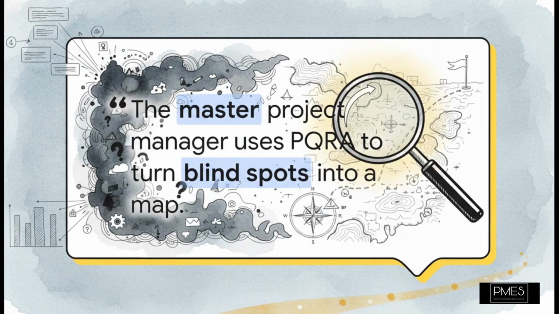So here's the bottom line. A master project manager uses quantitative risk analysis for one simple reason, to turn their blind spots into a detailed map. It's how you make sure your project succeeds by design, not by dumb luck.